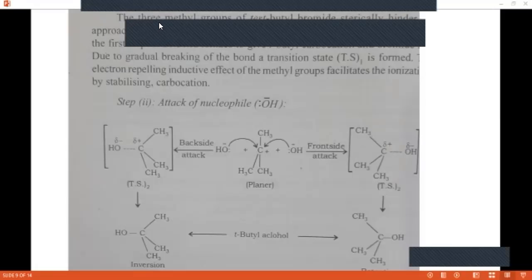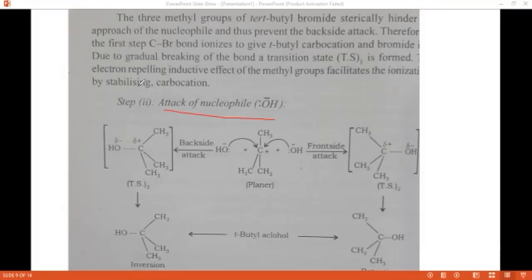In step number 2, the nucleophile attacks the carbocation. The nucleophile, OH minus, attacks the carbocation. There are two possibilities of attack: front side attack and back side attack on the tertiary carbocation. When the OH minus attacks from the front side, the retention of configuration is formed.